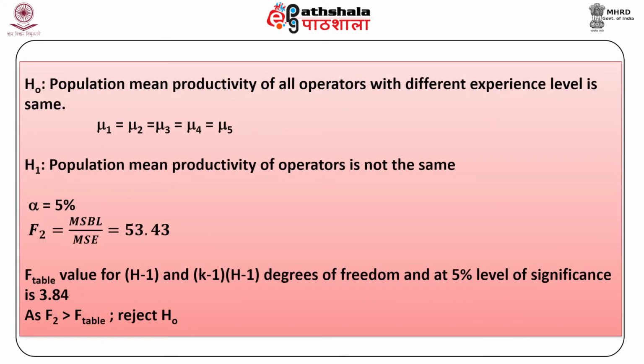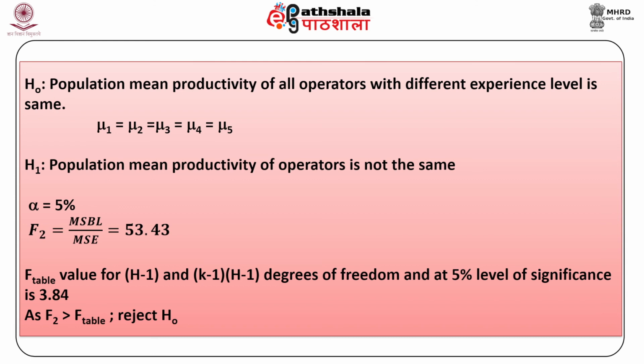Let us look at the second null hypothesis, which is that population mean productivity of all operators with different experience level is same, which means mu1 is equal to mu2 is equal to mu3 is equal to mu4 is equal to mu5, and alpha is again 5%. But now F2 is equal to MSBL upon MSE and is equal to 53.43.